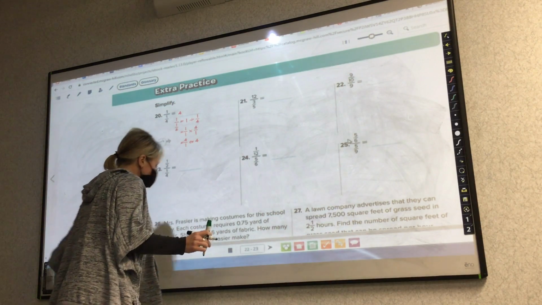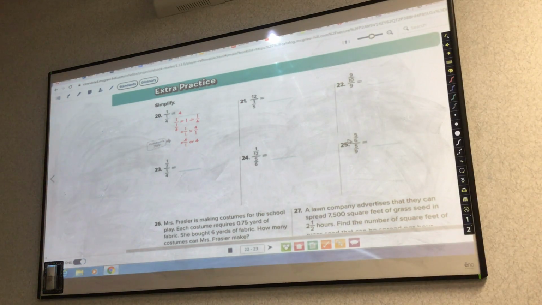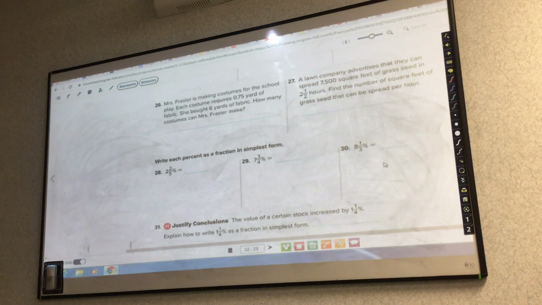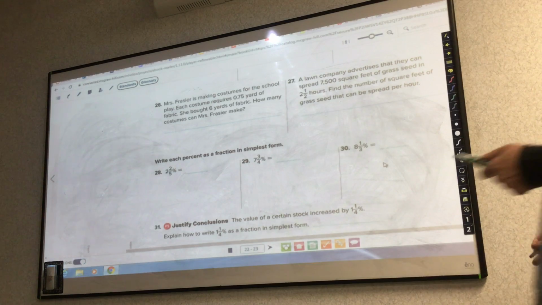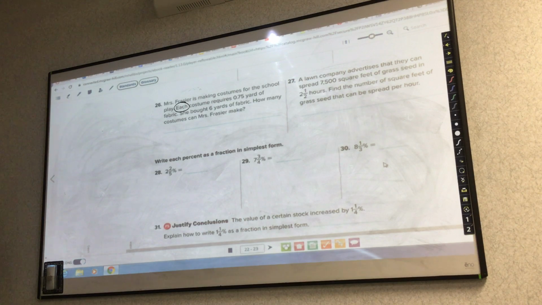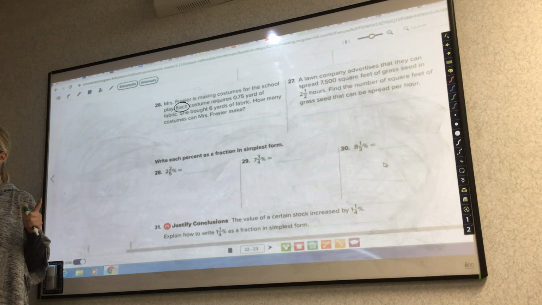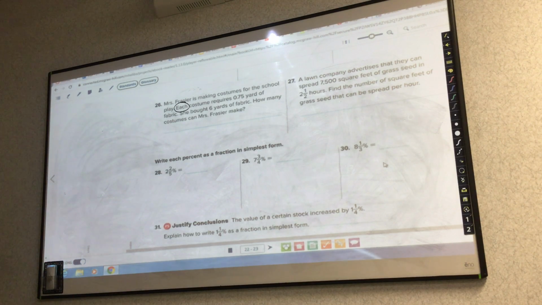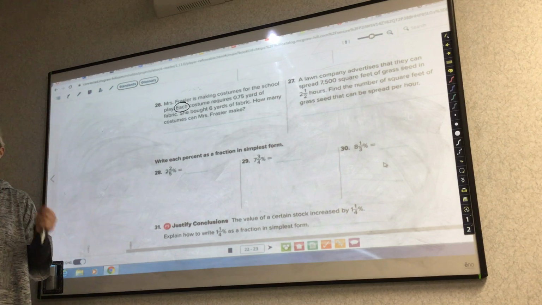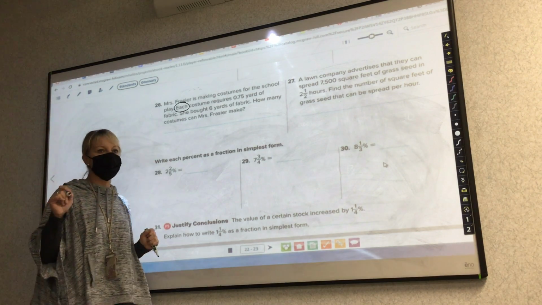Then we had some story problems where Mrs. Fraser is making costumes for the school play. Each costume requires 75 hundredths yards of fabric. That's important, each. She bought 6 yards of fabric. How many costumes can Mrs. Fraser make? The important thing to do here is to ask yourself, whenever you come to division problems, what am I splitting? What am I going to divide up? Am I going to divide the 75 hundredths yards of fabric or the 6 yards? That's what's important, because that comes first.